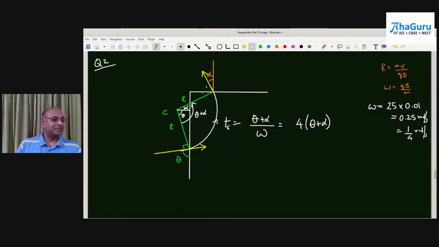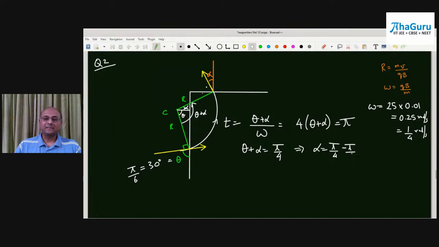Do you know how much time it takes to go around from here to there? Well, it's given that it takes pi seconds, which means theta plus alpha is pi by 4. But we've already been told that angle theta is 30 degrees. 30 degrees is pi by how much? 6, right? 180 by 6 is 30. So pi by 6. So that basically tells us alpha is pi by 4 minus pi by 6. This is 3 pi by 12 minus 2 pi by 12. 3 pi minus 2 pi is 1 pi. So pi by 12. So alpha is pi by 12, which is 15 degrees.